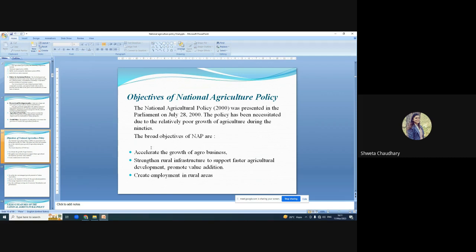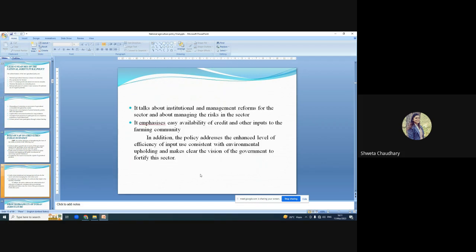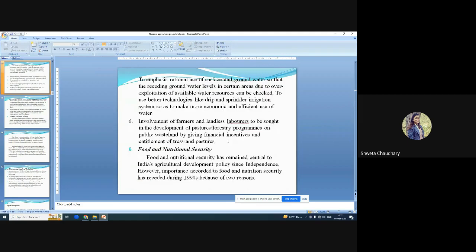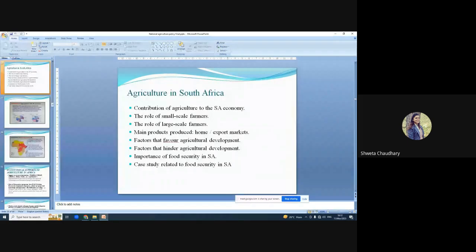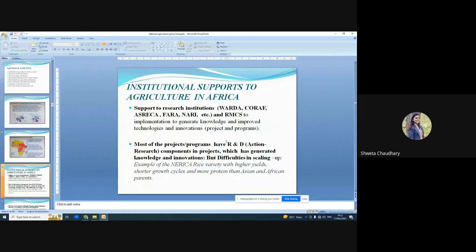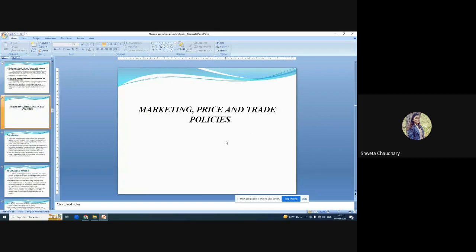The basic objective is that all the agriculture business should grow at 4%. There should be better employment. There should be better living standards. There should be conservation of resources. And this is how it strengthens the economy. It helps in sustainable development of agriculture, food and nutritional security, transfer of technology and input management. Then we have studied a case study on South Africa. What are the different supporting agencies, how they help in the development of the agriculture sector.